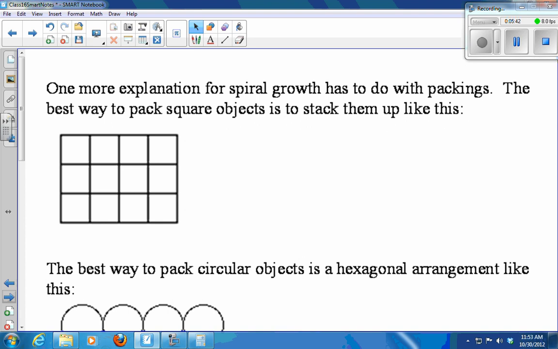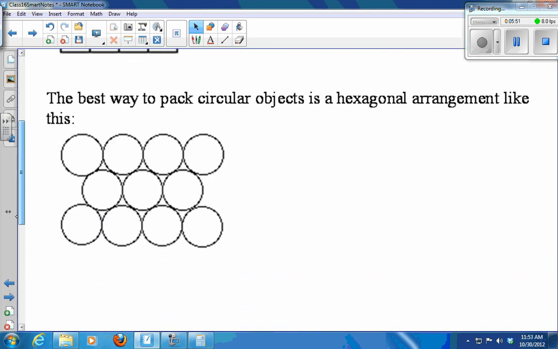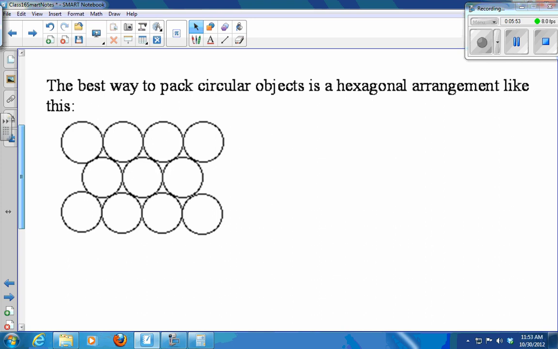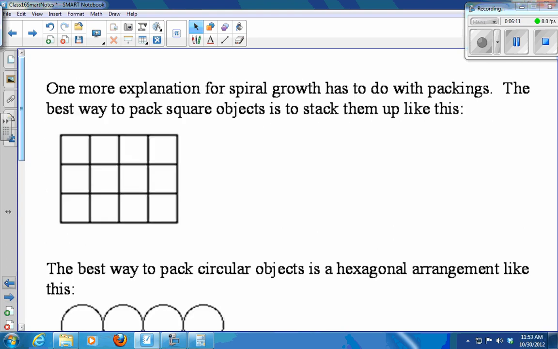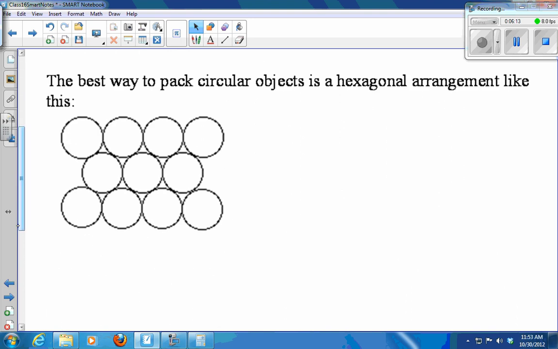The best way to pack square objects is to stack them like this, right? If you just had boxes, you just stack them and make a perfect grid like that. And the best way to pack circular objects is in a hexagonal arrangement like this, right? Like if you were stacking logs or wine bottles, you'd rest one in between the two below it. So you might think that seeds are round, you might expect a hexagonal packing like this.